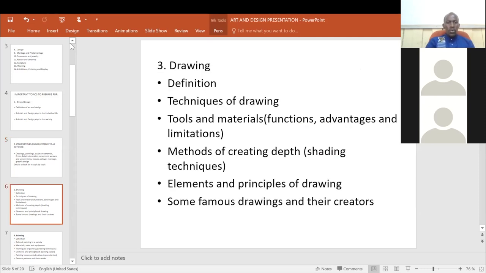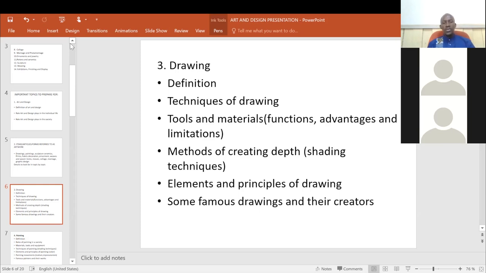Now, we shall look at the topic-by-topic breakdown of the important areas that you need to pay attention to when doing a revision for the art paper, especially paper one. Now, the topical breakdown is as follows. We have drawing. The first and foremost important thing the learners must be able to understand and mention is the definition of drawing. The learners must be able to define what drawing is.